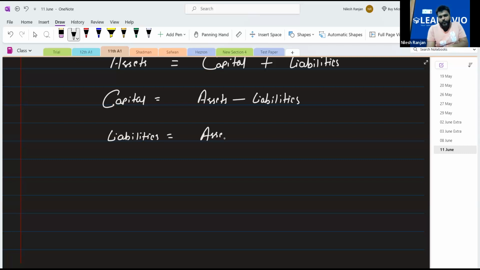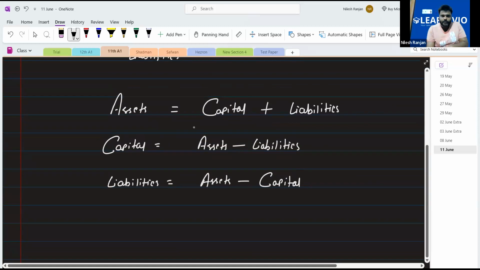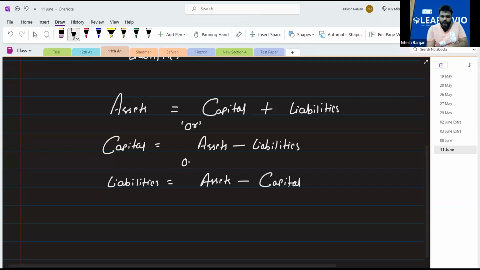There were one or two MCQs in which we were very confused, like the class people. It was question number two. Purchase refers to the buying of: A, goods for sale; B, stationery for office use; C, goods for the factory; D, all of the above. Purchase means goods for sale.